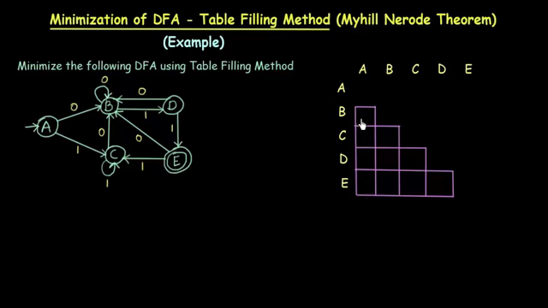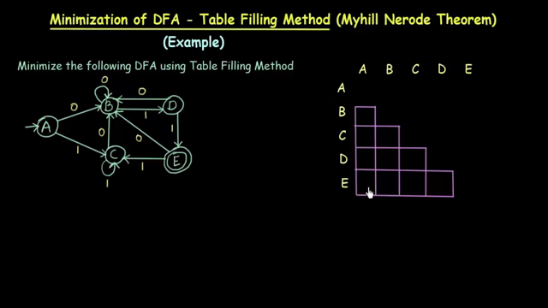Starting with this, what is this cell? This cell stands for BA. So let us check for states B and A. B and A are both non-final states, so no need to mark it. Come to this, this is CA. C and A are also both non-final states, so no need to mark it. The next one is CB. C and B are both non-final states, so no need to mark. Come to this, this is DA. D and A both are non-final states, so no need to mark. This is DB. D and B both are non-final states, no need to mark. And DC, both are non-final states, no need to mark.